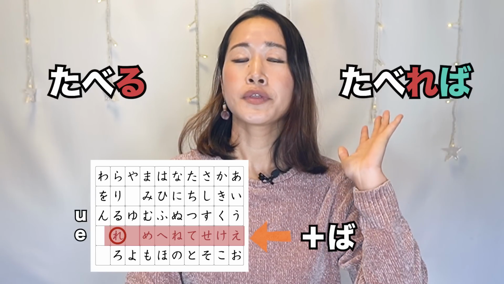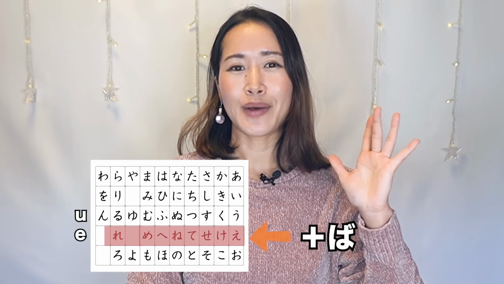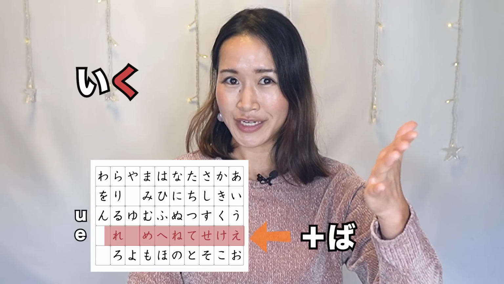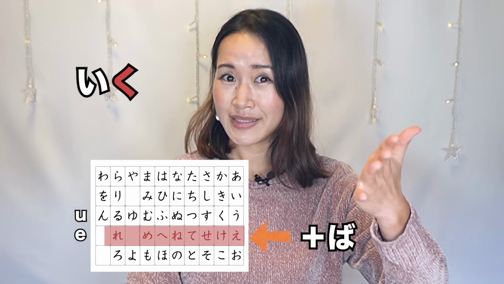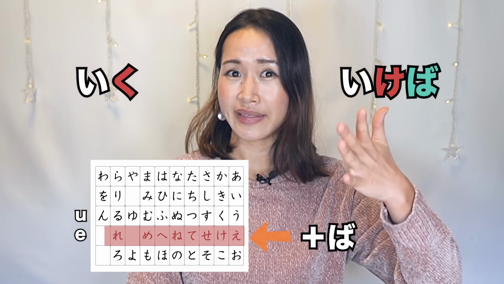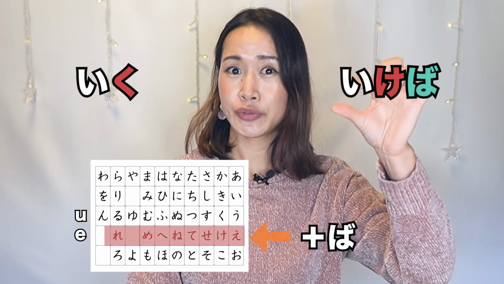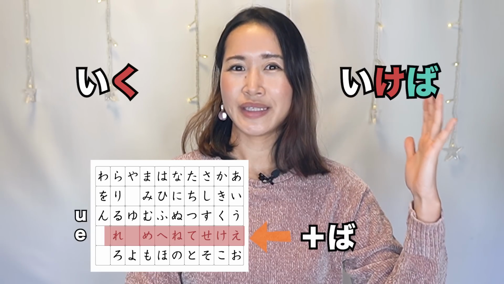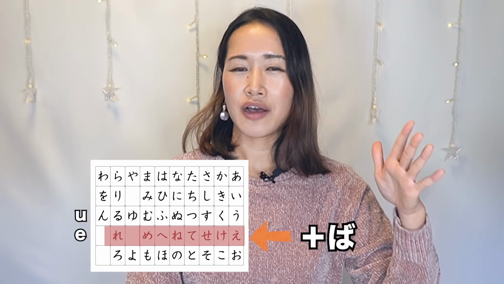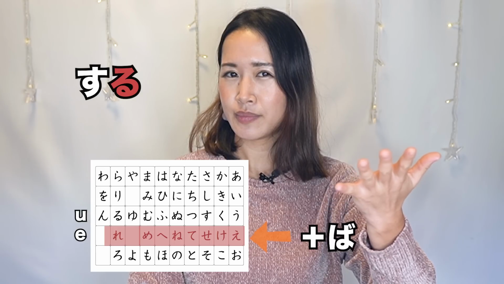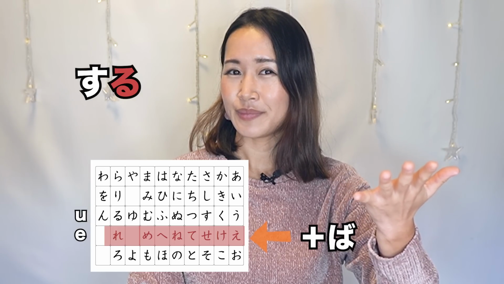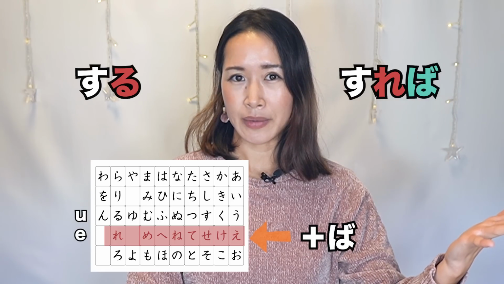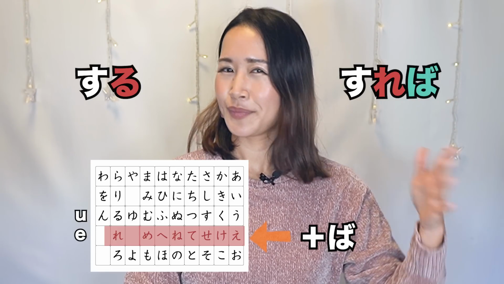And it's the same for all verbs, whether it's one group or two group or three group verb. So for example, what's the ば form of 行く? 皆さん? It's 行けば. So you just change く, the u sound, into an e sound, which is け, and you add ば. 行けば. So what's the ば form of 勉強する? 皆さん? It's 勉強すれば. Easy, right?